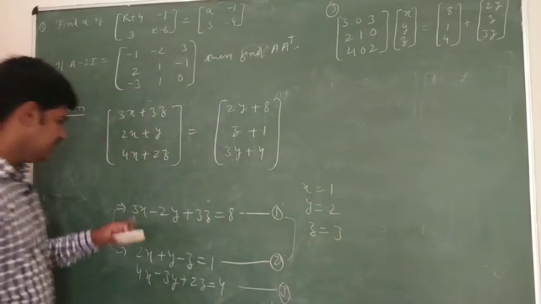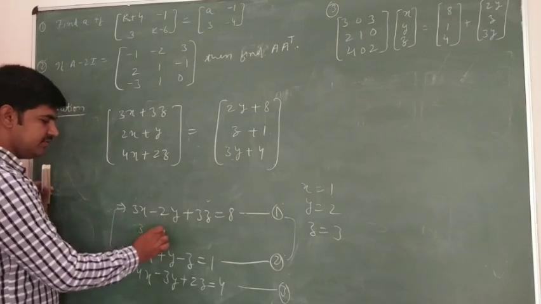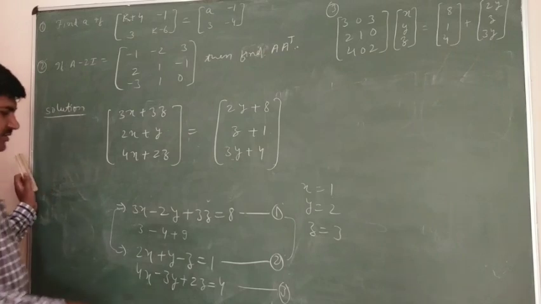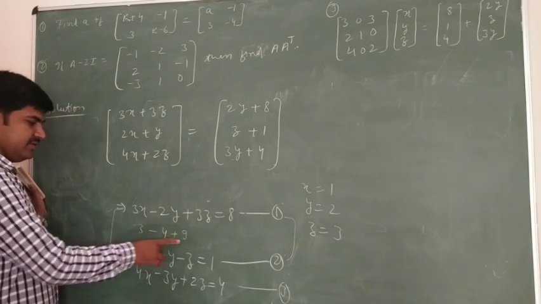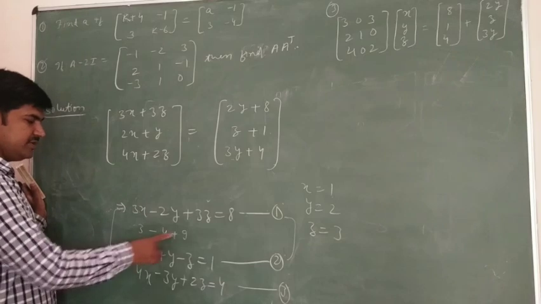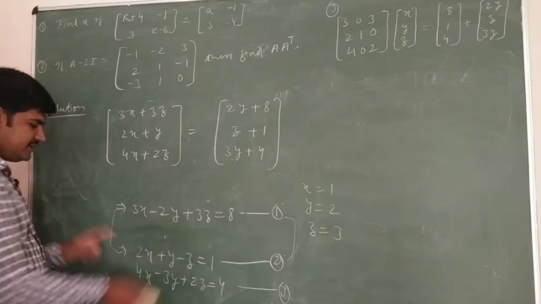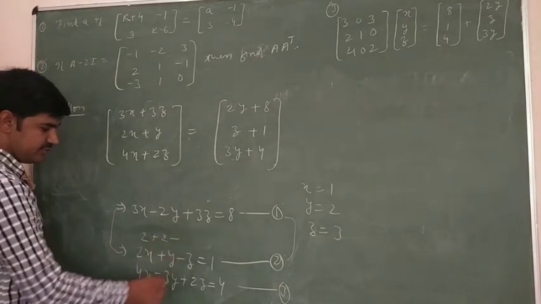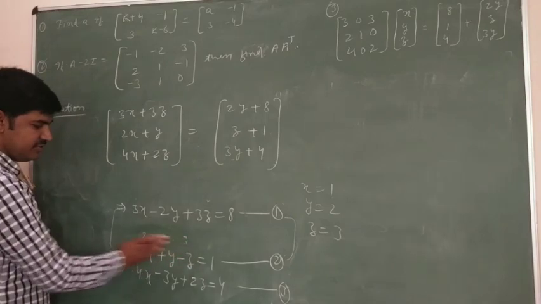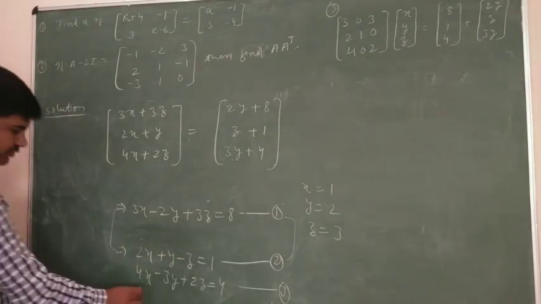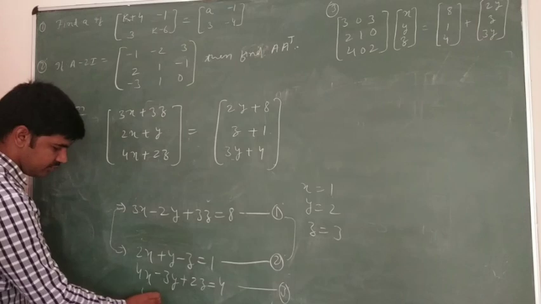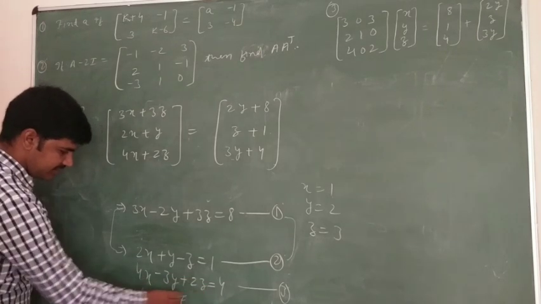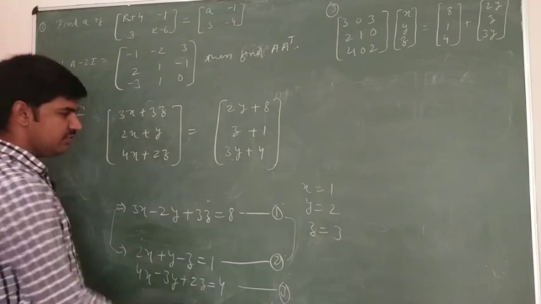You can see, students, if you put x is equal to 1, y is equal to 2 and z is equal to 3, what do you get here? 3 plus 6 is 9, plus 3 is equal to 12, 12 minus 4 is equal to 8. Yes, satisfying. Then 2x plus y minus z: 2 plus 2 minus 3, and 4 minus 3 is equal to 1. Then 4x is 4, minus 6, plus 6, which cancel, and 4 is what you get. So the solution is this, students.